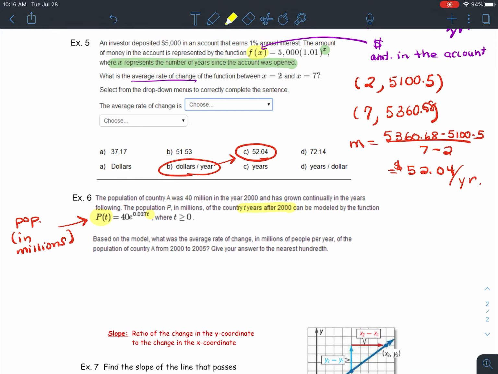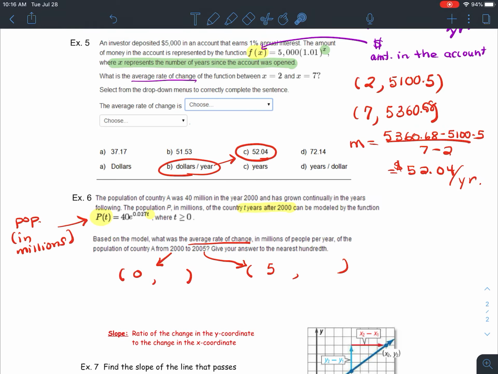Based on the model, what is the average rate of change in millions of people per year of the population from the year 2000 to the year 2005? Now, 2000, let me think about what the x variable should be for that. Our x, which is our t, how many years after the year 2000 would have occurred if we're talking about the year 2000? Well, that would be 0 years have passed. Remember, these are our x coordinates. How many years after the year 2000 would the year 2005 be? Oh, that would be 5. So here are my 2 x values.